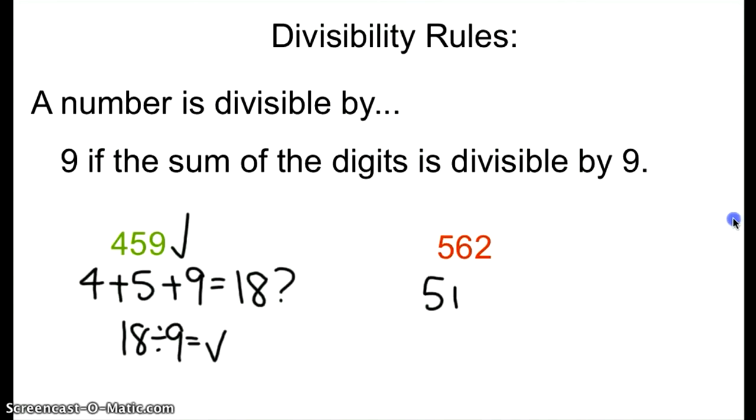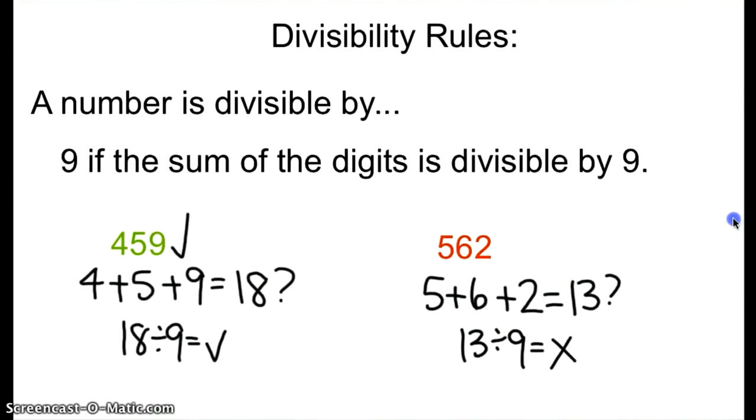Is the sum of the digits in 562 divisible by 9? So I have 13. So is 13 divisible by 9? And it is not. So I know that 562 is not divisible by 9.